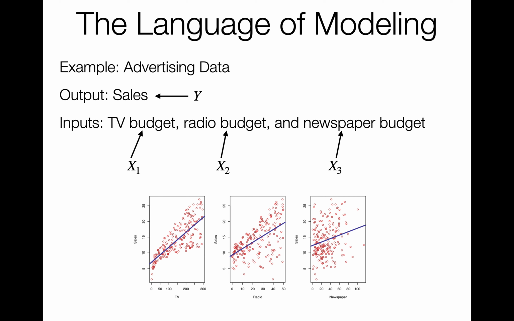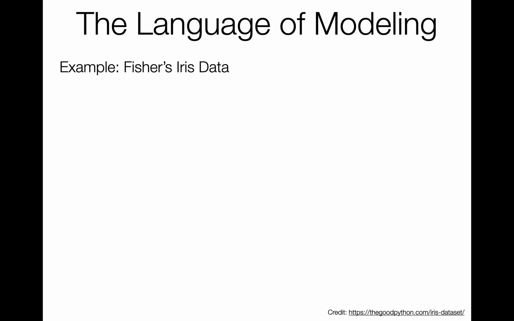If you haven't taken Stats 2, you'll learn about it. If you don't ever take Stats 2 and you're not taking another class, it's still important. All right. Now, a second example that has a different kind of outcome is Fisher's iris dataset.